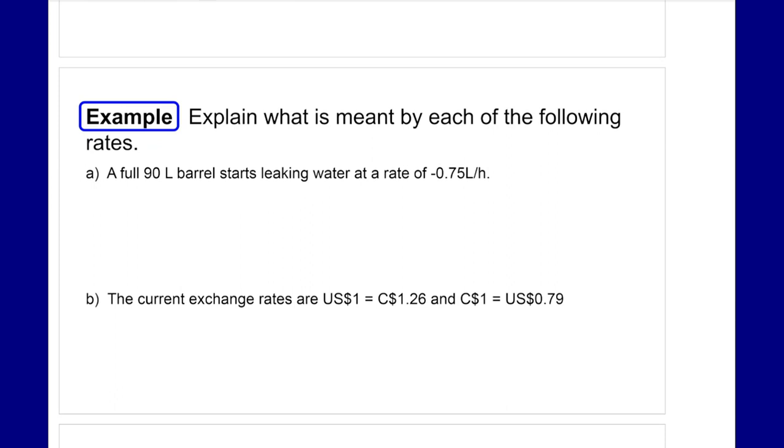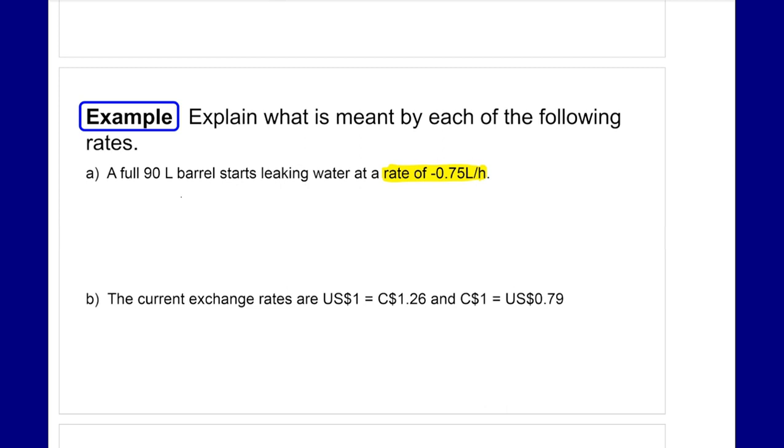Quick example, we're going to look at two situations. We just want to explain what is meant by the following rates. For example, a full 90-liter barrel starts leaking water at a rate of negative 0.75 liters per hour. So where's the rate and what does it mean? Well, it says right here a rate of negative 0.75 liters per hour. And what does that tell us?